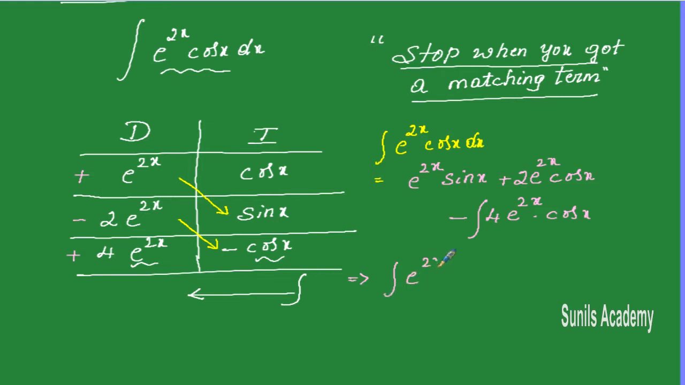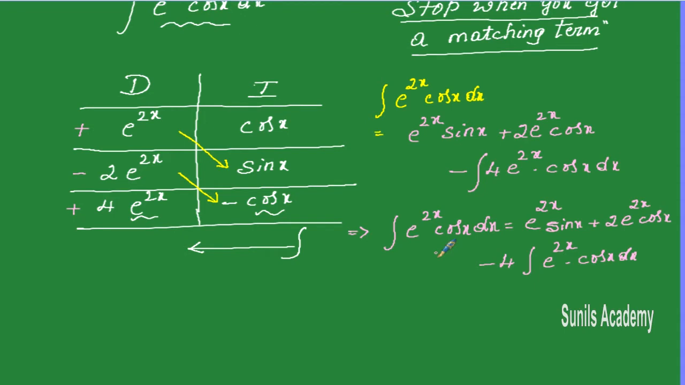the integral of e to the power of 2x into cos x with respect to x must be equal to e to the power of 2x into sin x plus 2 into e to the power of 2x into cos x minus, take the constant term 4 outside from the integral. Then what we have? Minus 4 into the integral of e to the power of 2x into cos x with respect to x. Okay, then what we have to do? We have to add 4 into the integral of e to the power of 2x into cos x on both sides.